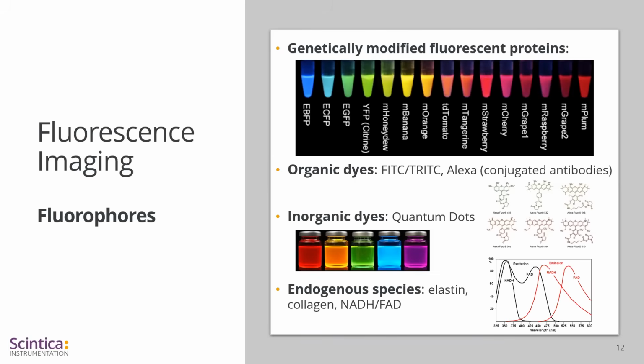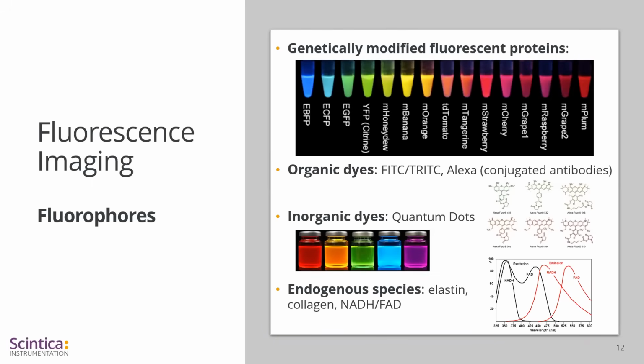The other sources are typically introduced externally. However, it is possible to introduce them in a more permanent way through viral transfection into your cell lines or into your mouse model as a whole, in which case your fluorophore is again endogenous.